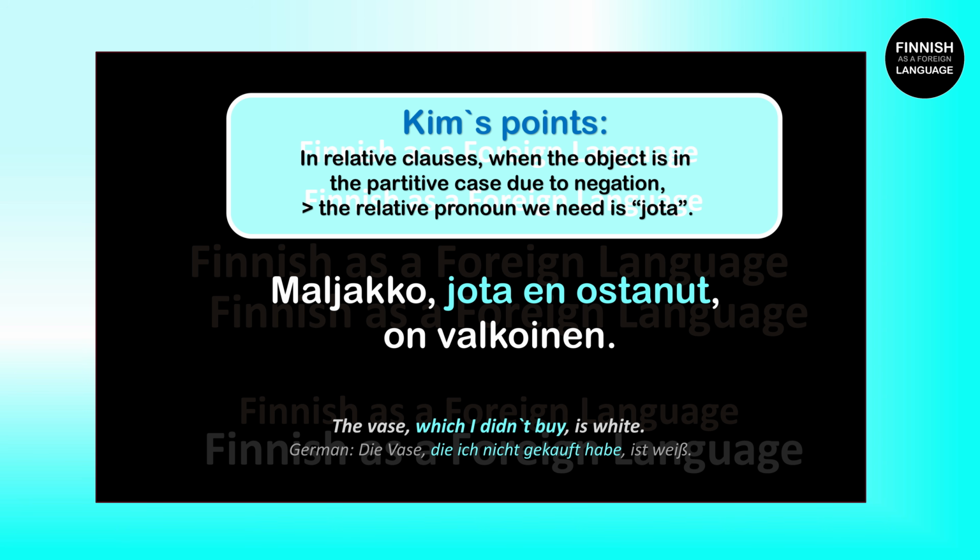So, in relative clauses, when the object is in the partitive due to negation, the relative pronoun we need is jota. So, here in this sentence, jota provides additional information about the white vase, which is that I didn't buy it. So let's repeat again. Maljakko, jota en ostanut, on valkoinen. In English, the vase which I didn't buy is white.